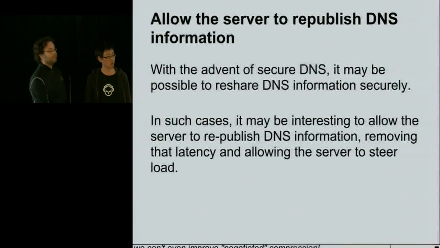What do you expect the role of the proxies to be in the future? Basically killing all proxies? So the question is, what do we expect the role of proxies to be in the future, and is this killing all proxies? So no, it isn't killing all proxies.